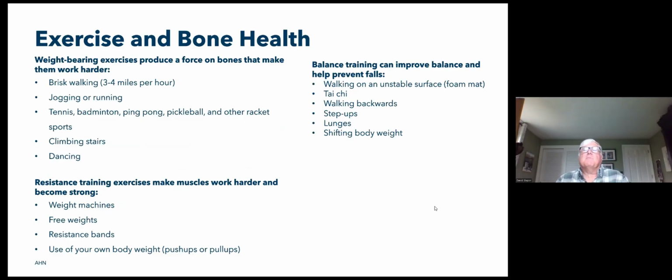Weight-bearing exercises are typically the ones that we have in mind to promote bone health. That's why space and bone loss is so important, because you're non-weight-bearing with the gravity effect being eliminated in space. Brisk walking, 3 to 4 miles an hour. Regular walking is typically not a lot of force. Jogging or running, sports that are listed. Stair climbing, which I wouldn't recommend for people with bad hips and bad knees. Dancing. Exercises such as yoga, Pilates, weight machines, free weights, resistance band, using your own weight.